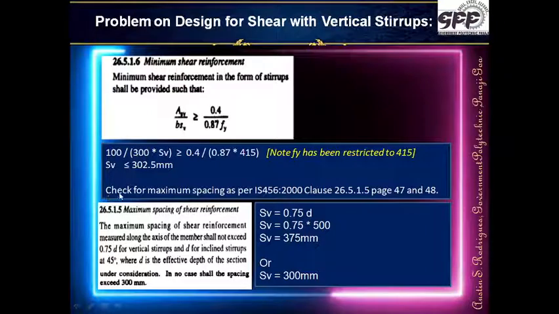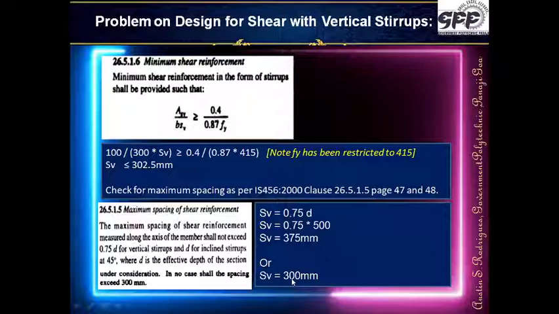There is another check which we have to give. Check for maximum spacing as per IS 456 2000 clause 26.5.1.5, page 47, continued on page number 48, which says maximum spacing of shear reinforcement shall not exceed 0.75 d and in no case exceed 300 mm. So 0.75 d, 0.75 of 500 becomes 375, or 300.